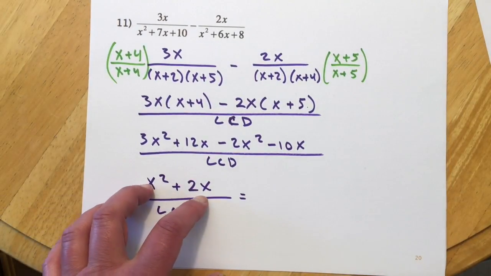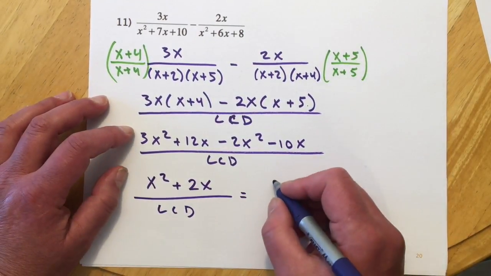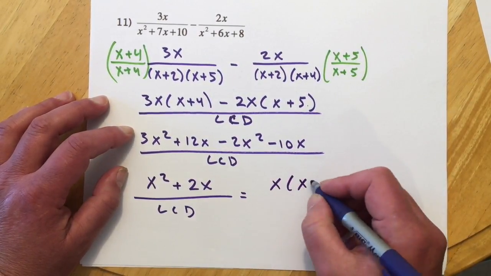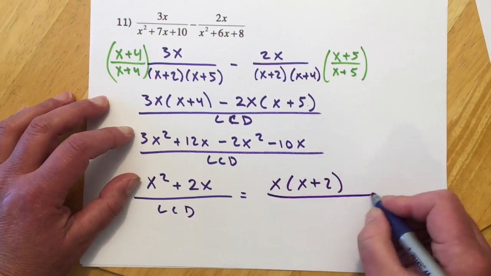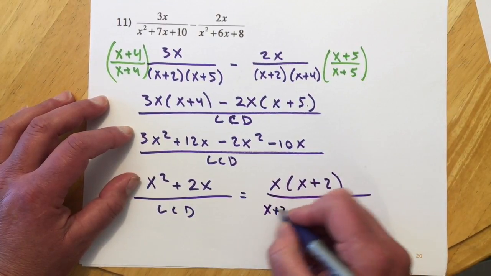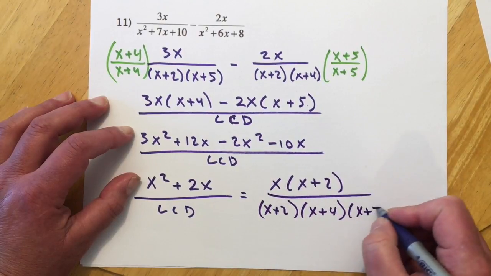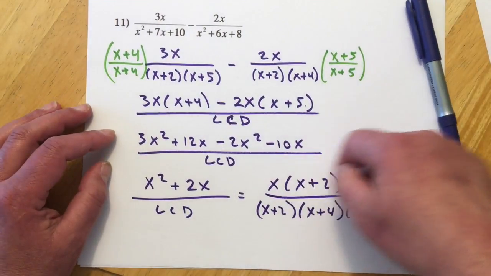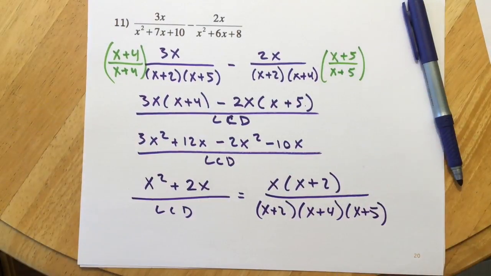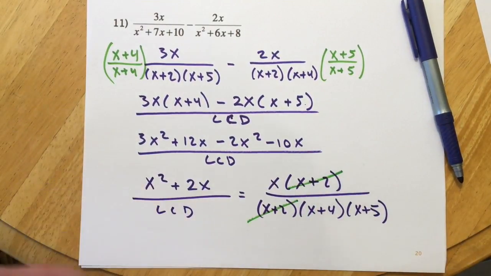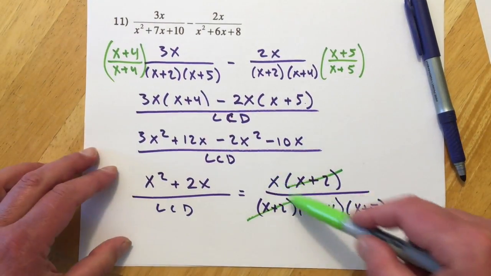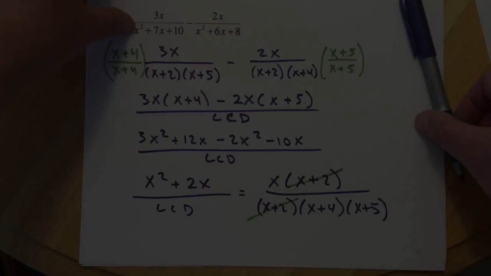And then I have to check now and see if the numerator factors, which it does. It's going to be an x and an x plus 2. So we got x plus 2, x plus 4, x plus 5. And only there, once I've factored that numerator, is it okay to cancel those. And then what's left there is our answer.